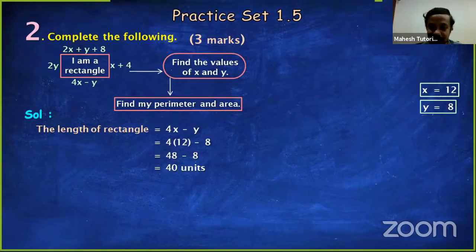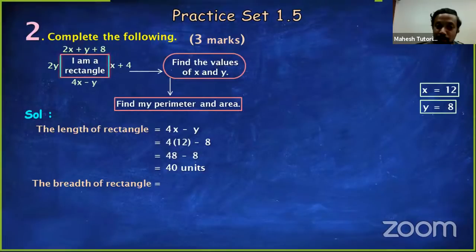Now we have found out the length. Now we need to find the breadth also. Now for the breadth we have two measurements there. Either you can take 2y or you can take x plus 4. Let us consider any one of them. So let us consider 2y. So the breadth of the rectangle is 2y, students.